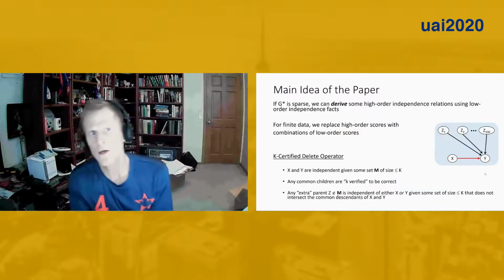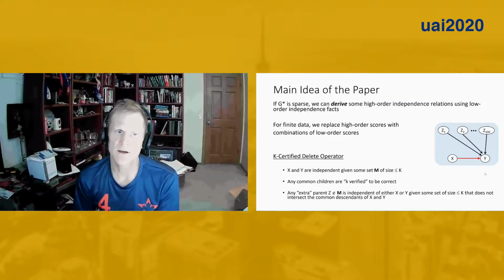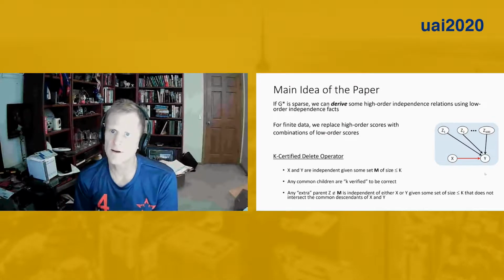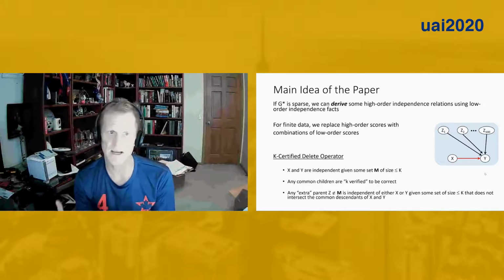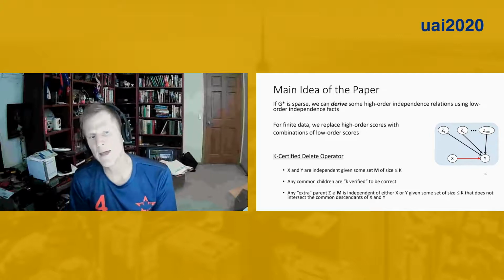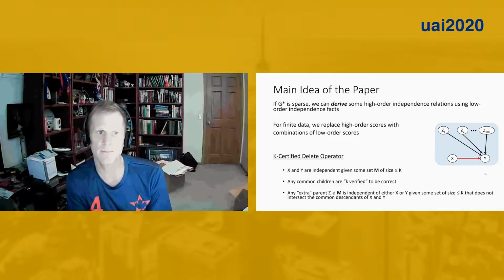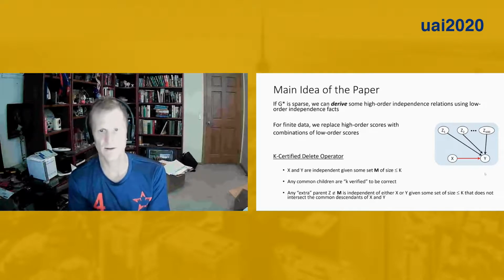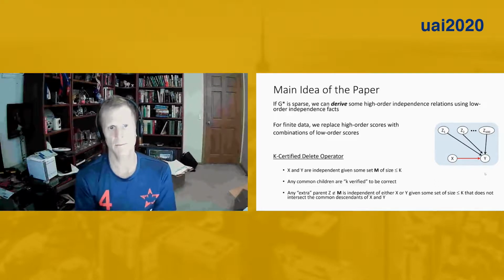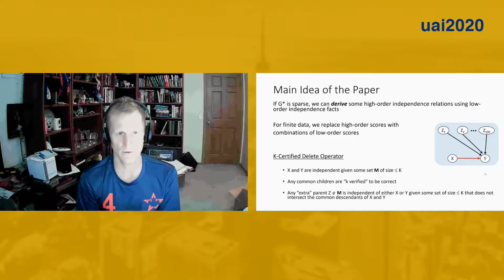So the main idea of this paper is that if the generative distribution is sparse, instead of asking these high order independence questions directly, we can ask lower order independence questions and then derive the high order independence constraints using the axioms of independence. And so for finite data, when we get to an operator that requires a high order score, we're going to replace that score with some combination of lower order scores. And the main innovation here is a k-certified delete operator. This is a high-order delete operator that can be verified to be correct, in the sense that the independence that's required to delete it holds, but using only independence facts of order k.